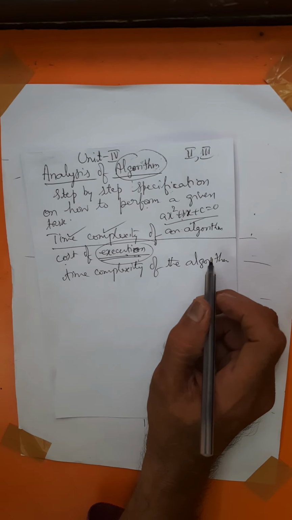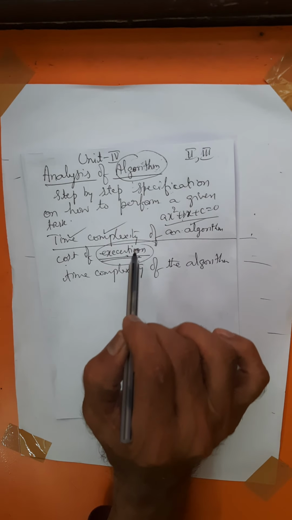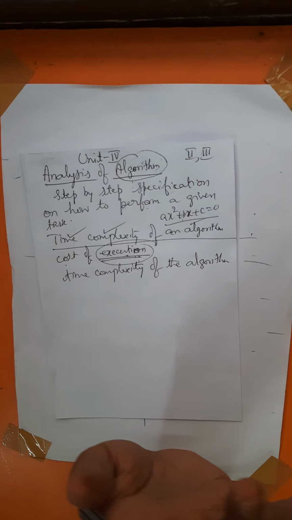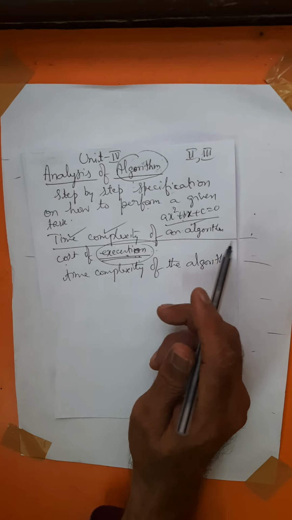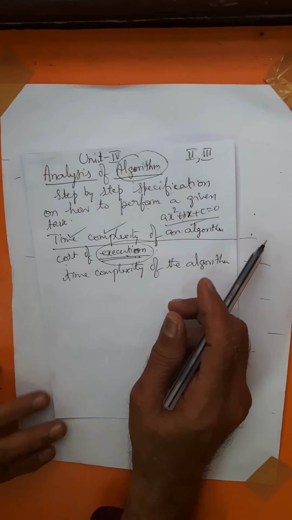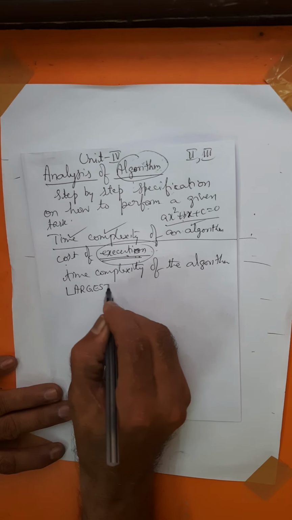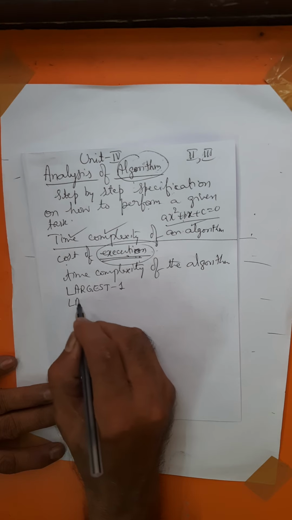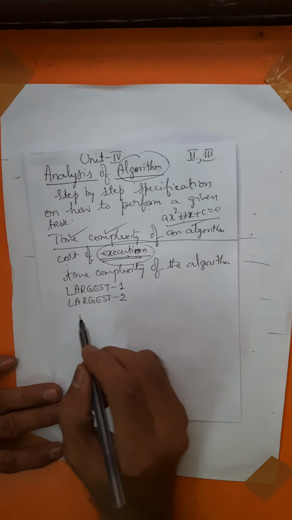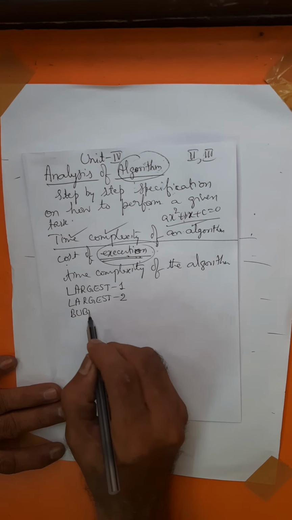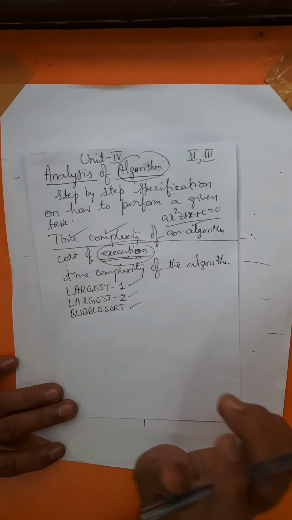So we have made two definitions. What is an algorithm and what do you mean by time complexity of an algorithm? How many algorithms are we going to study in this unit? We are going to study three main algorithms here. One is largest one algorithm. Second one is largest two algorithm. Third one is bubble sort algorithm. So there are 3 algorithms.